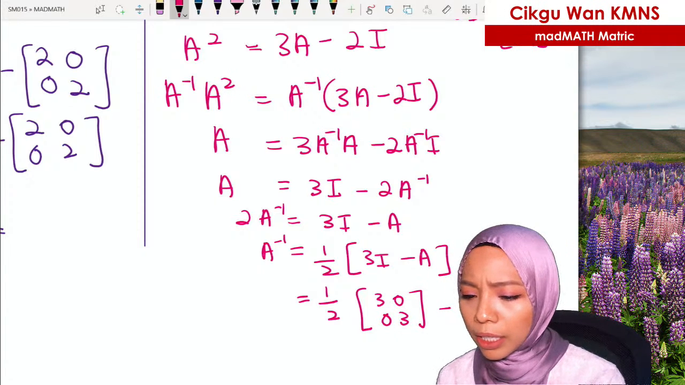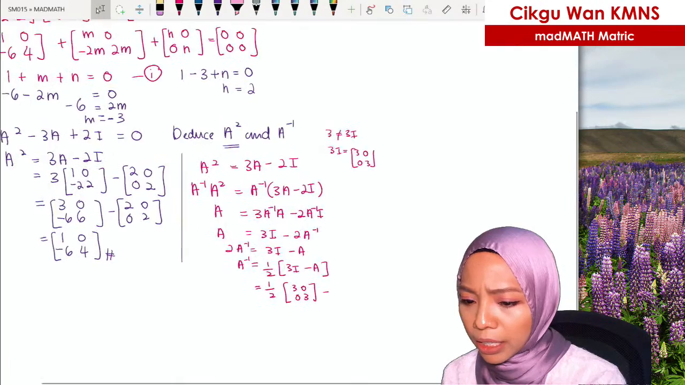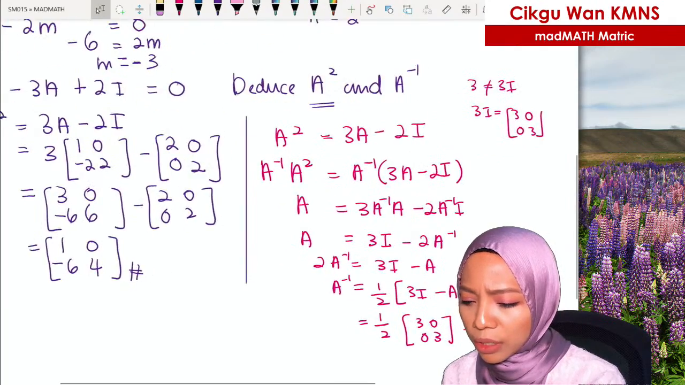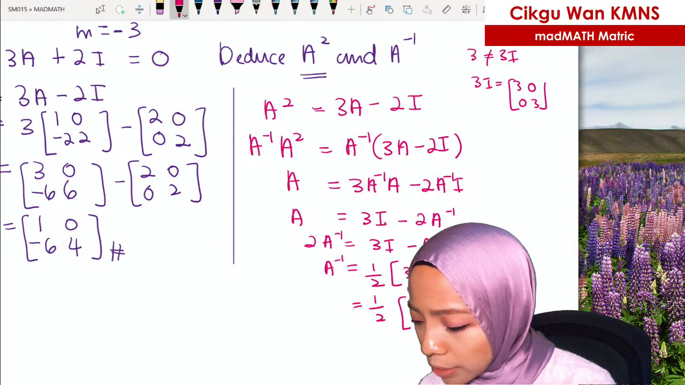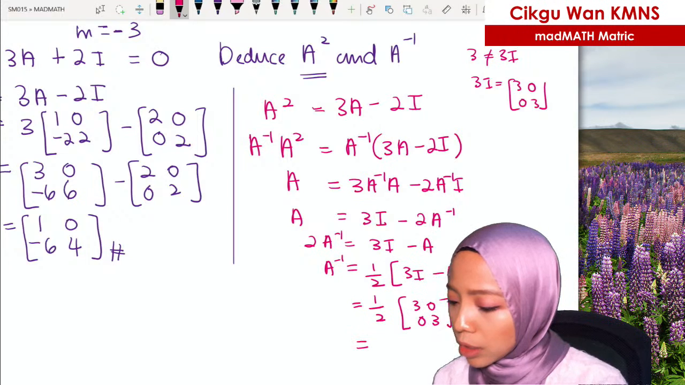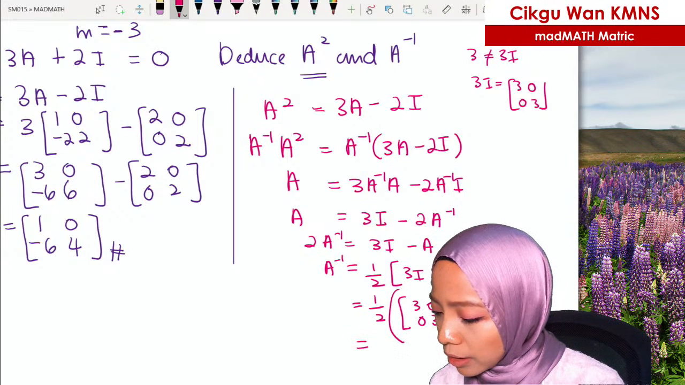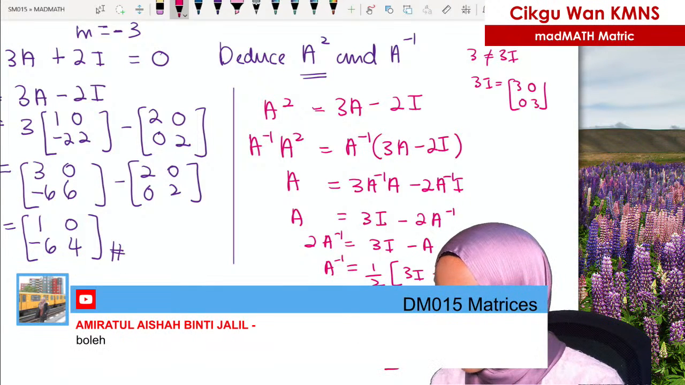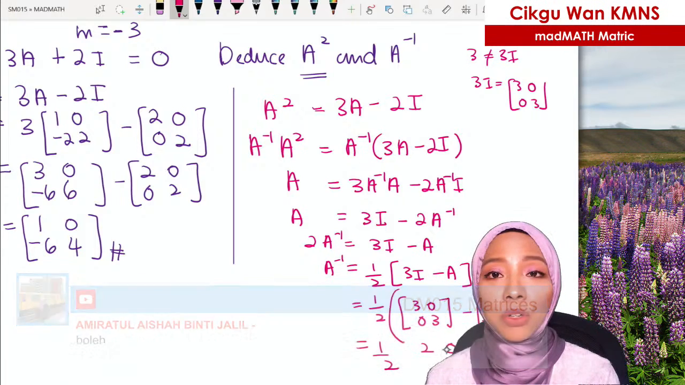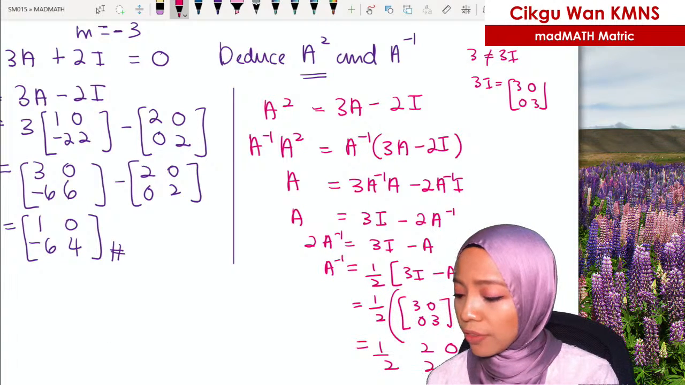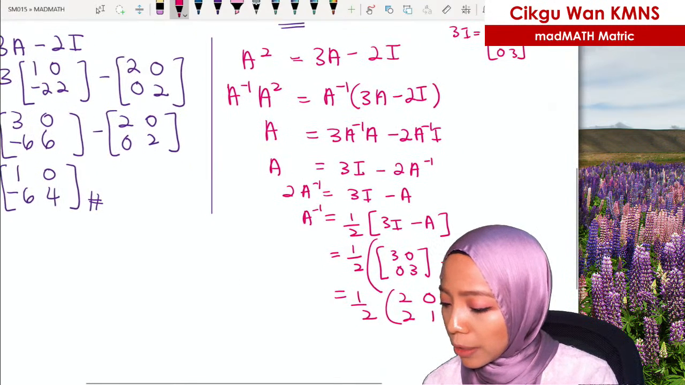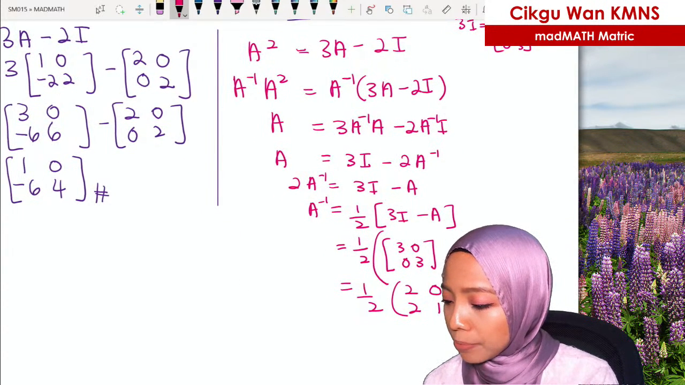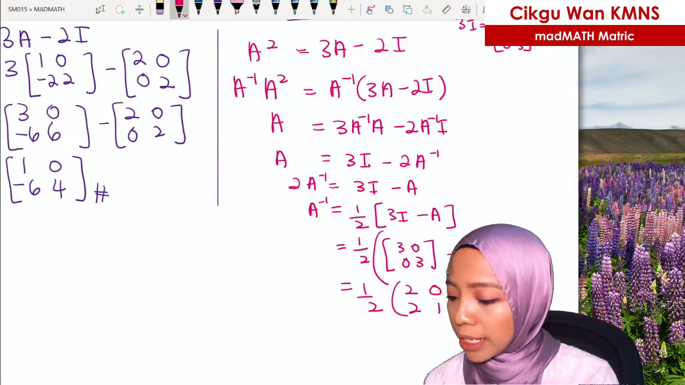What is our A? Call back our A. A kita adalah 1, 0, negative 2, 2. Okay, ini big bracket ni. So 3 minus 1, 2. 0, negative, negative, positive. 3 minus 2, 1. Okay, now we get 1, 0, 1, 1 over 2.